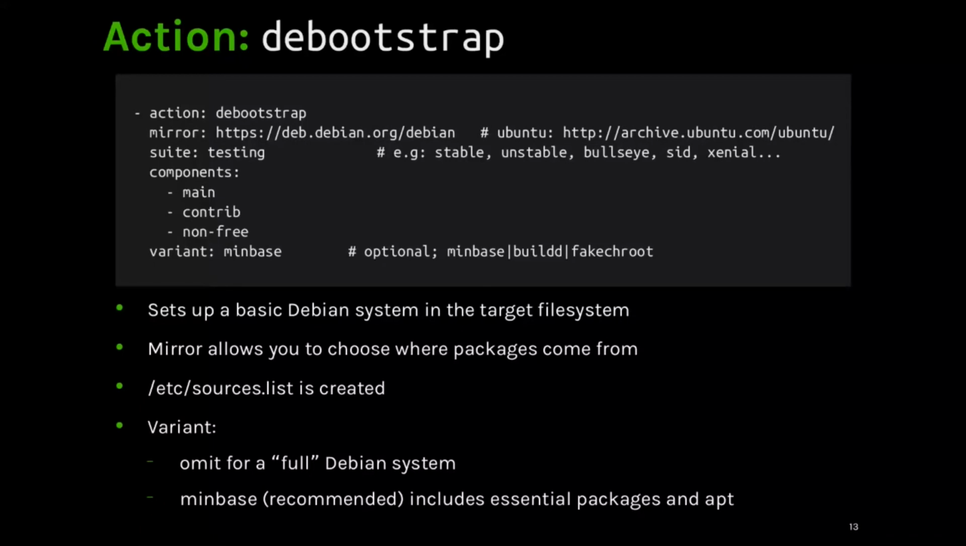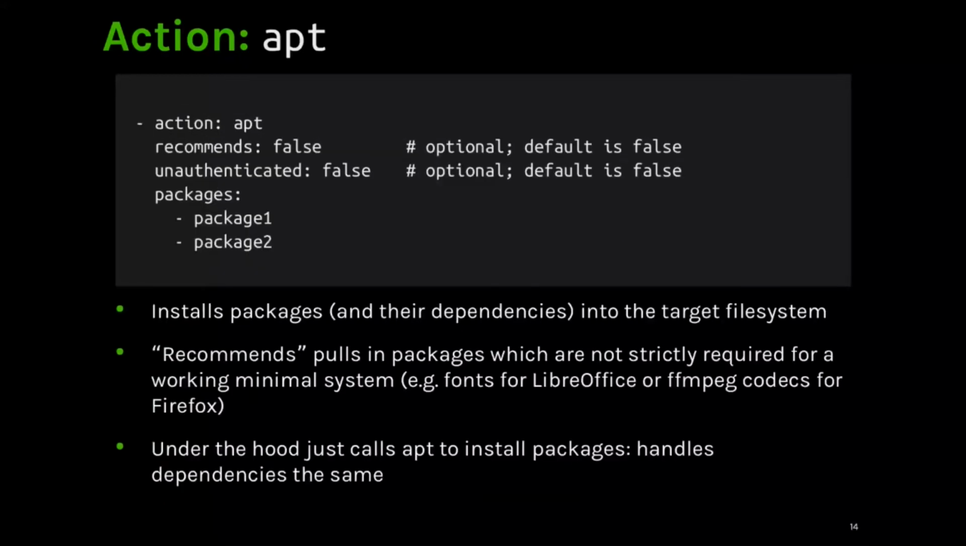And then again, the apt action actually pulls the apt packages that you suggest. Again, the same as running the apt command on the command line. It pulls in all of the dependencies of the package as well. So if you installed something like LibreOffice, it would pull in all of the fonts that are needed and everything else. There's also recommends on here, which is an argument that is actually passed to apt, so you can install even more packages from that as well. Again, under the hood, it just calls apt to install everything and handles everything else the same as apt would.